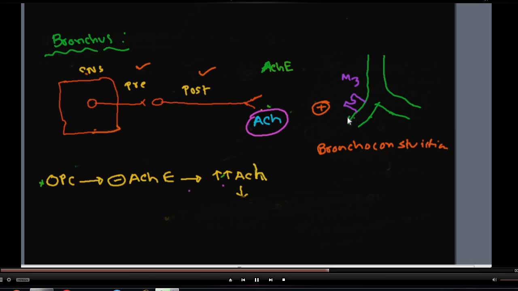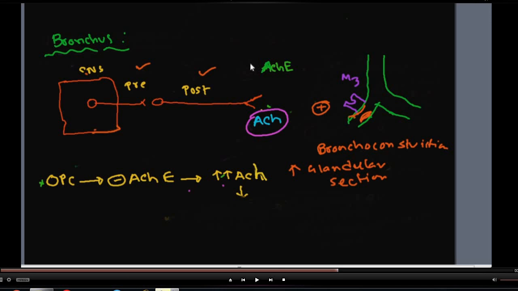Second, glands. There are glands in the bronchus and trachea, and these glands contain M3 receptor, and acetylcholine stimulates this M3 receptor and causes increased glandular secretion from the bronchus and trachea. So there will be increased tracheobronchial secretion. But when the person is exposed to OPC, acetylcholinesterase enzyme in the bronchus is inhibited.